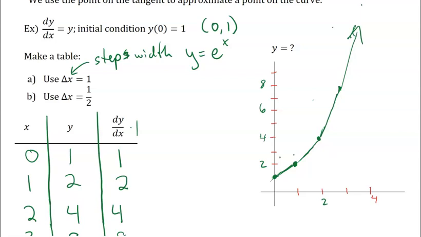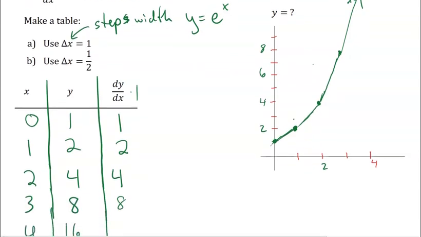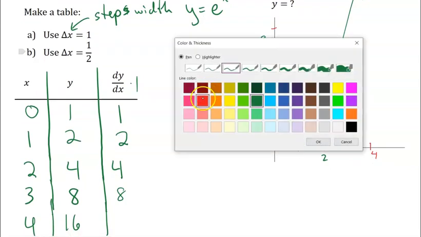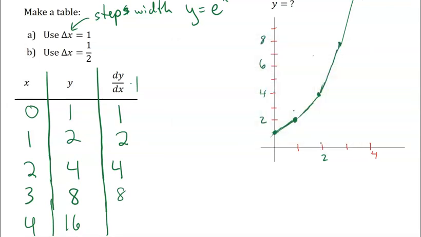But the other way that we can address our accuracy is we can change the size of our step. So we're going to repeat this, but now we're going to use a step width of 1/2. Okay, do this in blue. All right, so I'm going to redraw this chart.